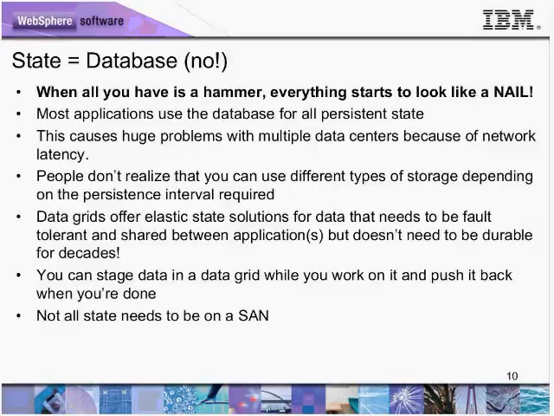So typically in the past, you would store all of your state in a database, and when you have a hammer, everything starts to look like a nail. So any application data, any application state was stored in the database. Again, this could cause huge problems if you had multiple data centers and you were routing a request to the data center that did not contain the database. It would have to go across the WAN and get its data.